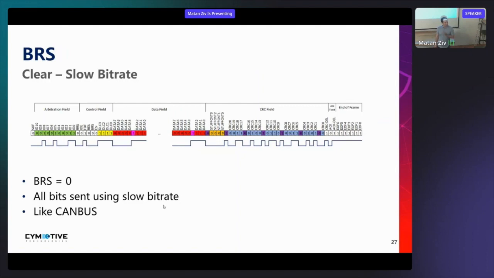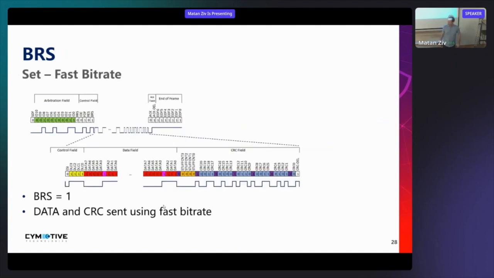The CANFD added a bit called BRS, bitrate switch. Now, when this switch is off, when the value of the BRS is 0, then the message is sent using the lower bitrate, exactly like CAN bus was. However, when the BRS is set to 1, from the bit right after BRS and until the end of the CRC field, all of these bits are sent using a higher bitrate. An example of such a higher bitrate is 2 megabits per second.